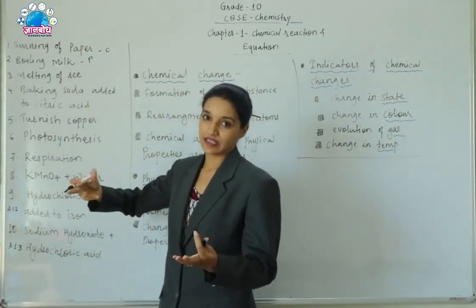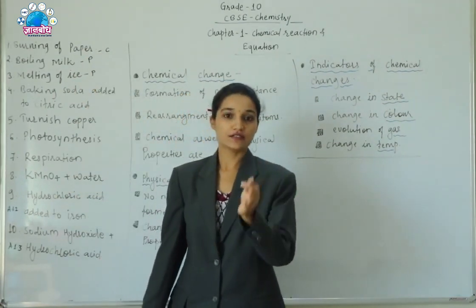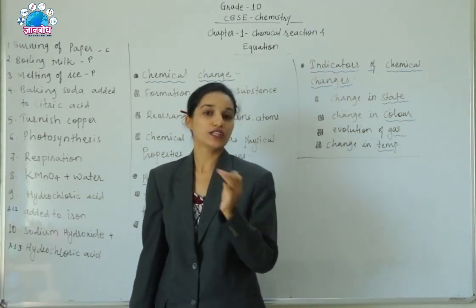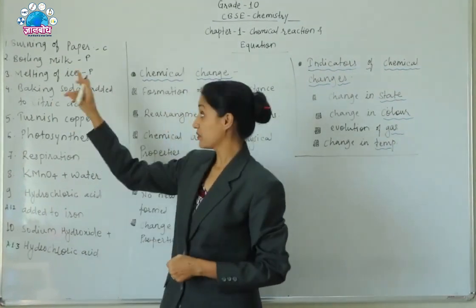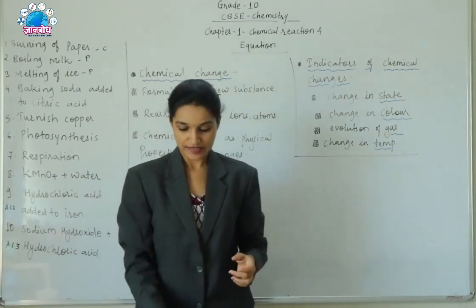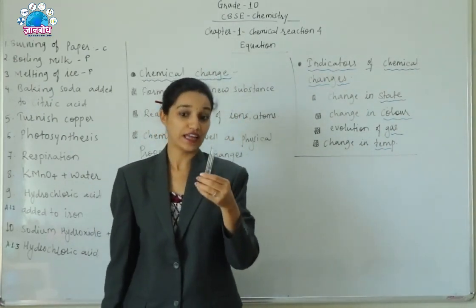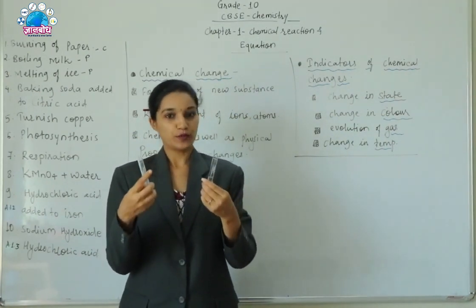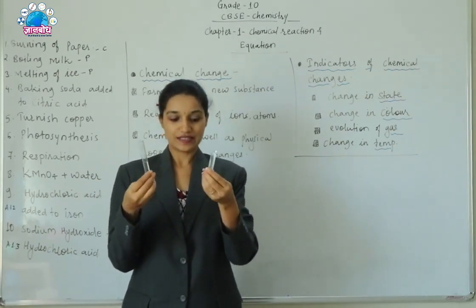Melting of ice, again this is a very common example of physical change. Ice turns into water, but still it is H2O. No chemical change is occurring. The next example we are going to observe is baking soda added to citric acid. Now citric acid is in lemon juice, or we can get granules of citric acid at home. So you can perform this experiment in your house, in your kitchen. So let's start the example.